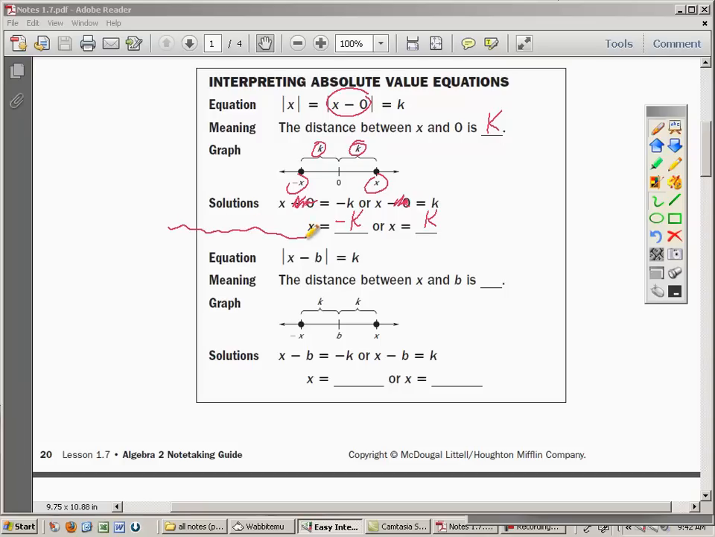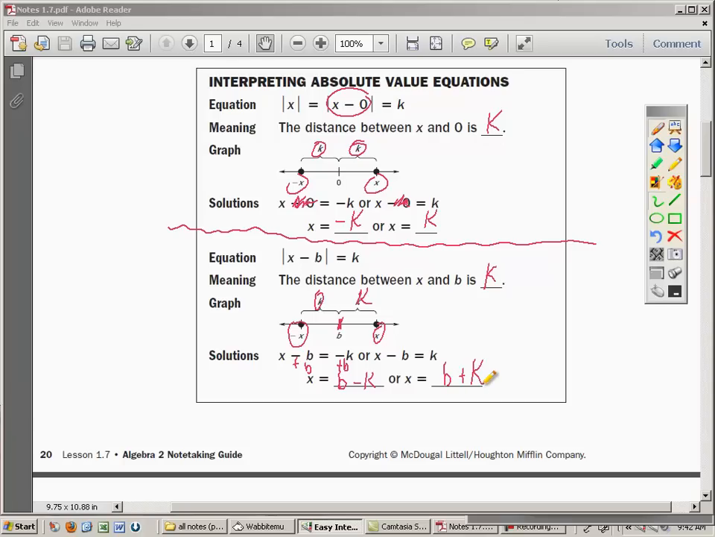Now, that's when we're subtracting 0, and so now we're going to be taking a look at something a little bit different. Now we're going to say, how far is it from x to some number b? Well, the distance between x and some number b is our number k, and so again, here you're saying that the distance between b and negative x is k, and between b and x is k. So x minus b is equal to negative k, or x minus b is equal to positive k, and so if I add b to both sides of this equation, I get x is equal to b minus k, or x is equal to b plus k. And so we get our two solutions that way.